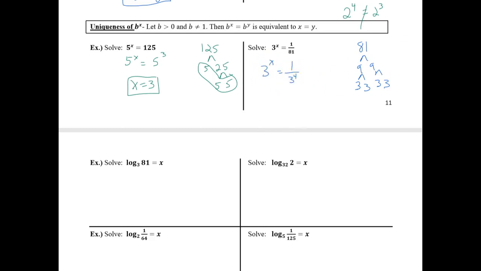So how do I get this out of the denominator? I would need to take the reciprocal. And what happens with the exponent when I take the reciprocal? It's going to become negative, because it wasn't negative, now it is negative. So now we have the same base. 3 to the x equals 3 to the negative 4, and x will equal negative 4.